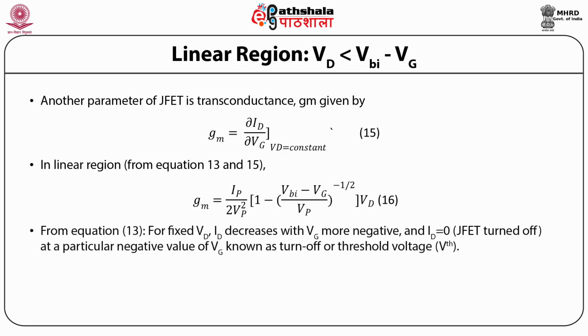So for fixed VD, ID decreases with VG more negative, and at ID equal to 0, the JFET is turned off at a particular negative value of VG, known as the turn-off or threshold voltage. So now if we put VG equal to VTH and ID equal to 0 in equation 13, we get VTH equal to VPI minus VP, that is VTH equal to minus VP.